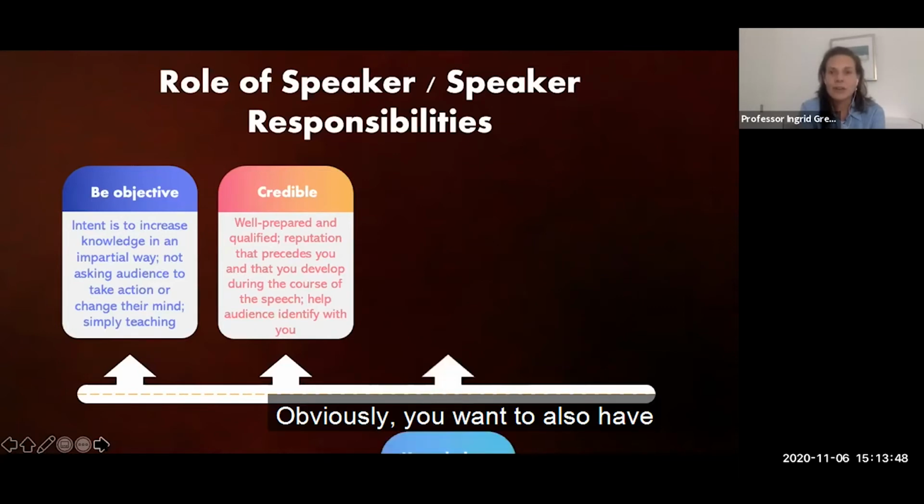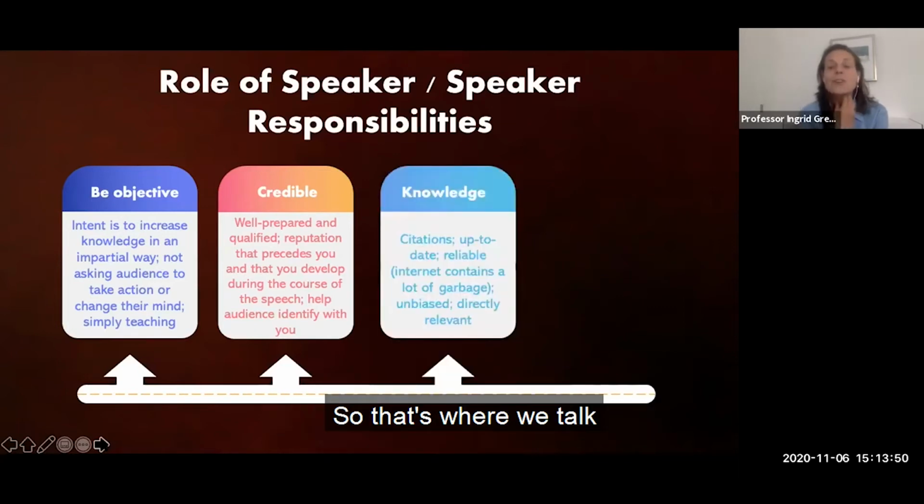Obviously, you also want to have research that you've done. So that's where we talk about knowledge. These are using citations, so doing research and citing your sources. You want to have citations that are up to date and reliable.